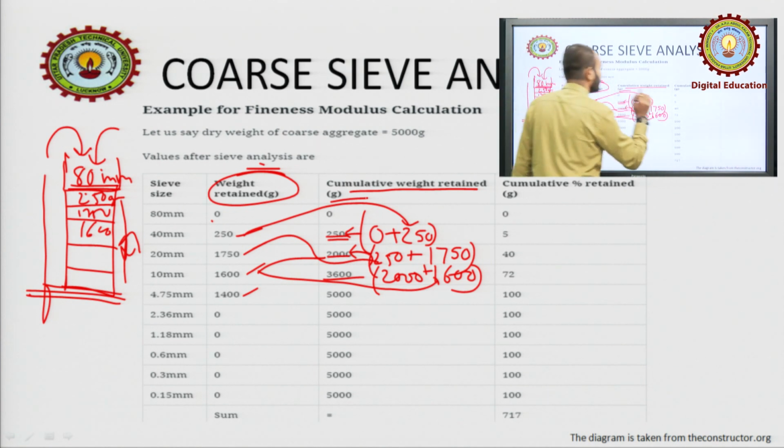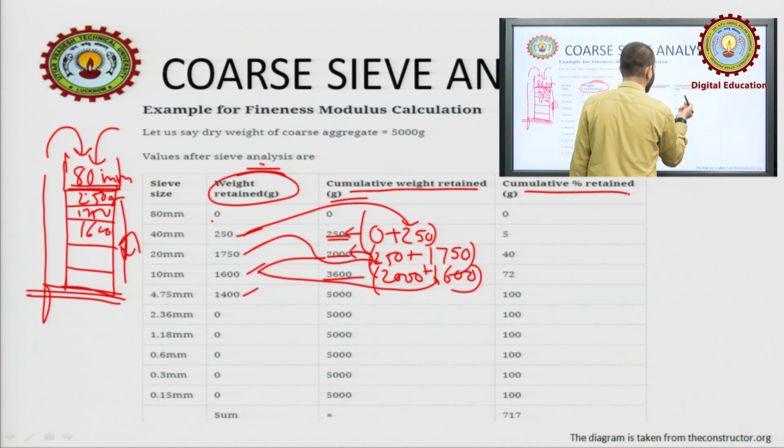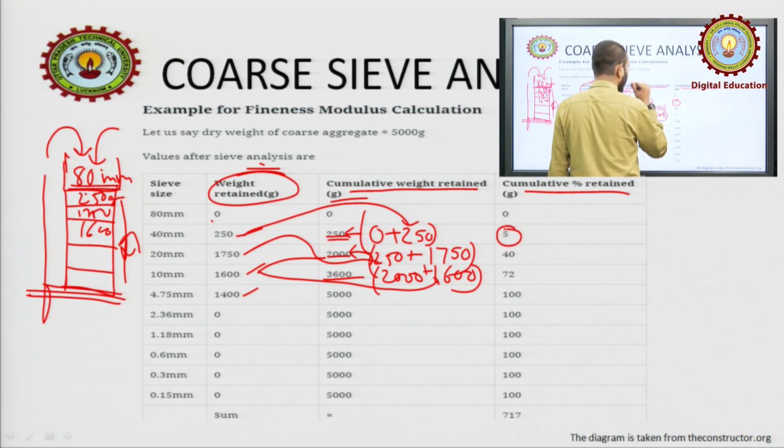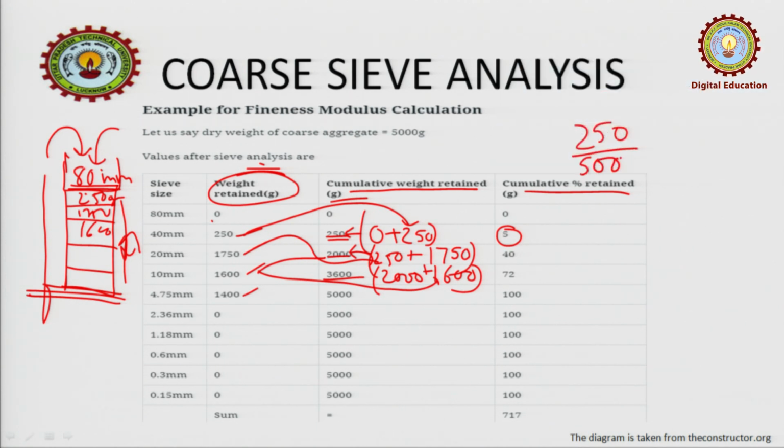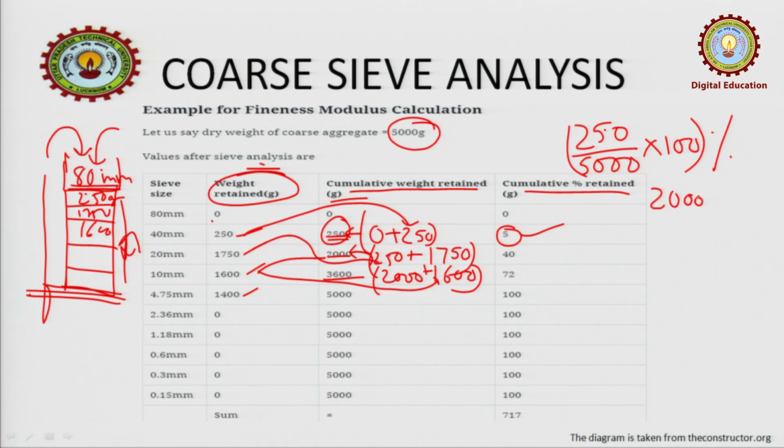Then how will you get the percentage retained? This is 0, so no problem. How will you get 5%? 250 divided by 5000, into 100, in percent. Did you get it? This was 250, and the total was 5000 grams, so this upon this into 100 gives the percentage retained. Again, 2000 upon 5000 into 100 gives 40, and so on.